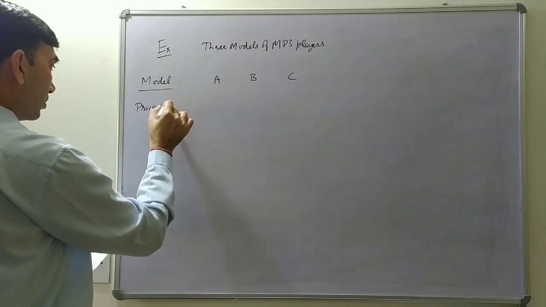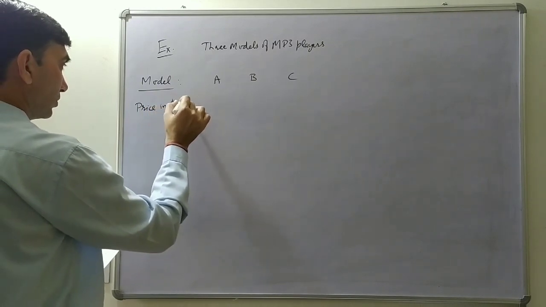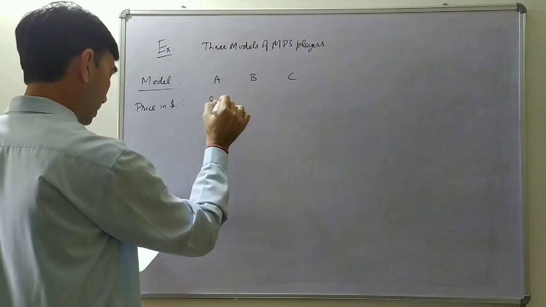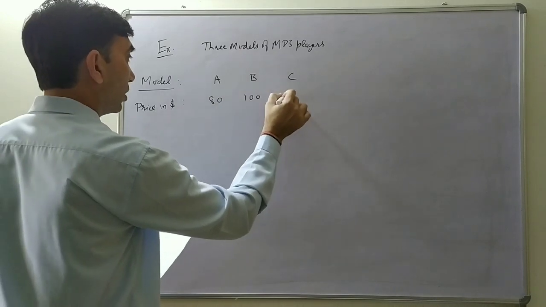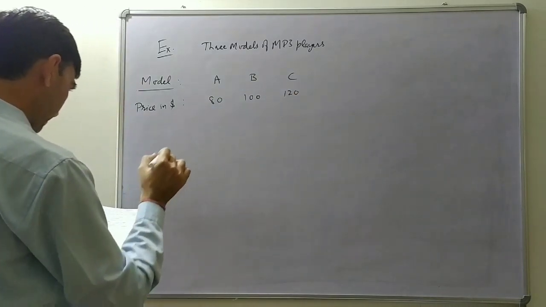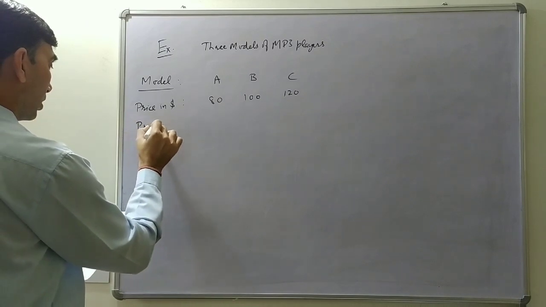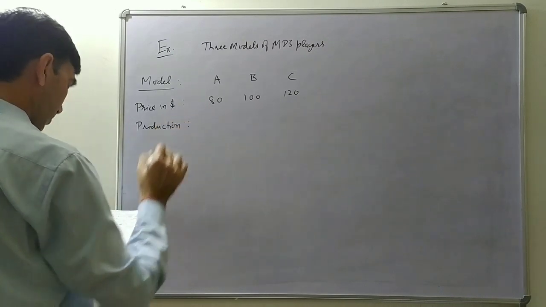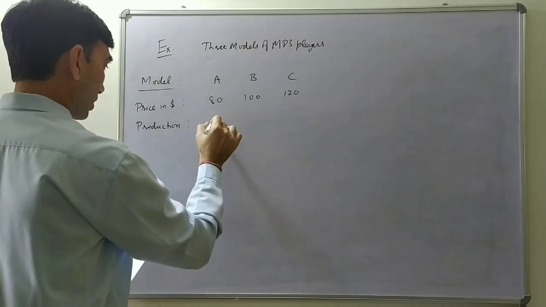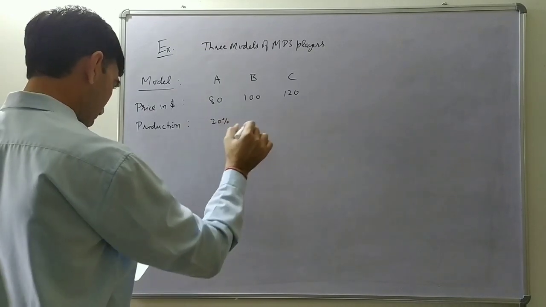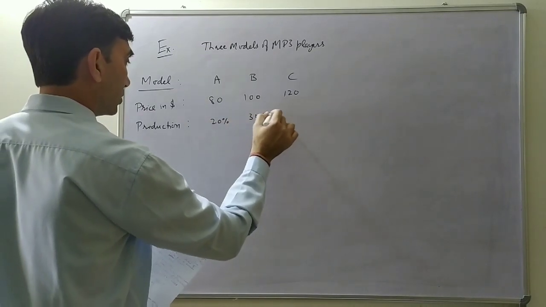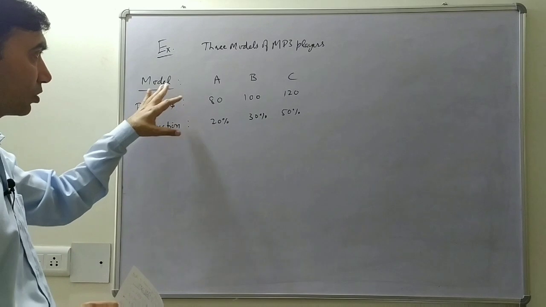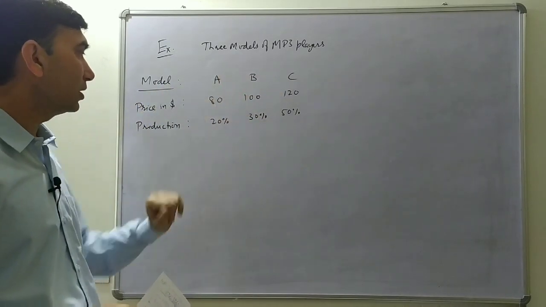Price in dollars is given as 80, 100, 120. Production percentages are given by 20%, 30% and 50%. A company manufactures three models of MP3 players, A, B, C.